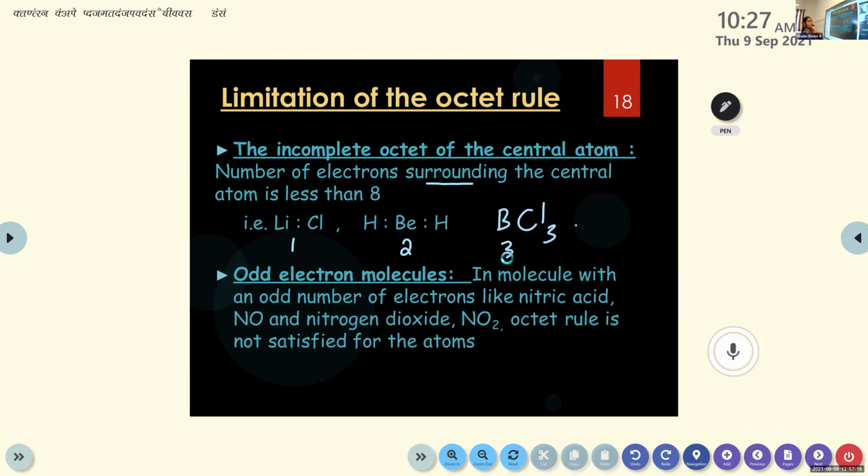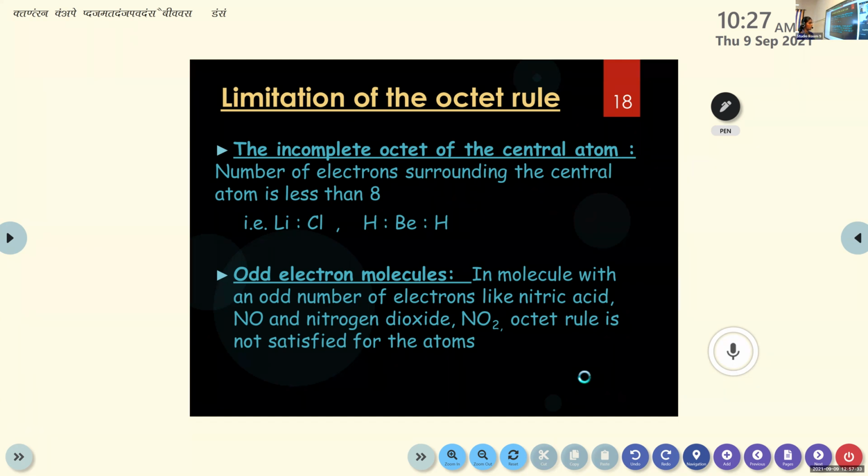Clear, children? So there are certain exceptions in the case of this octet rule. Here we are considering both types of bonding, ionic bonding and covalent bonding. Okay. Then the second point, that's about odd electron molecules.